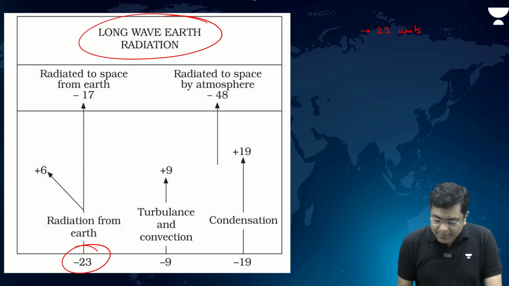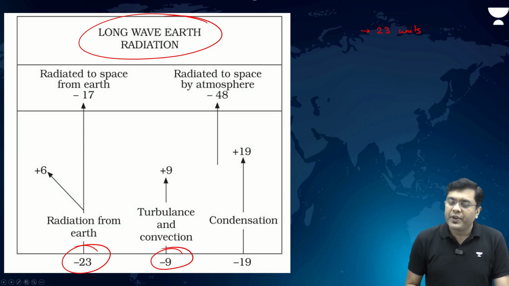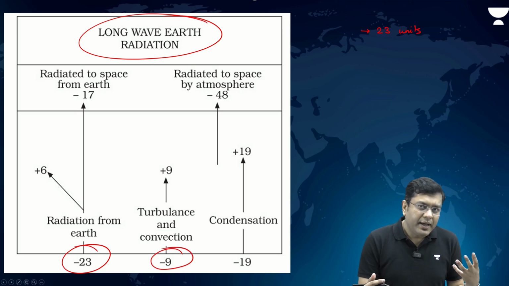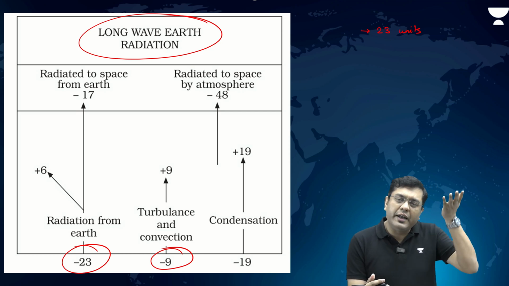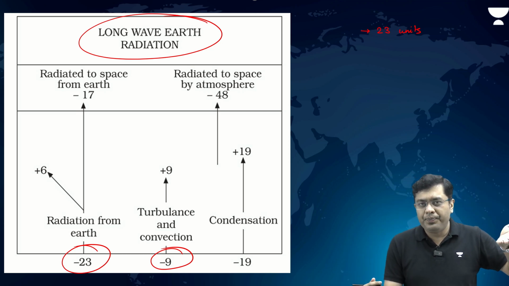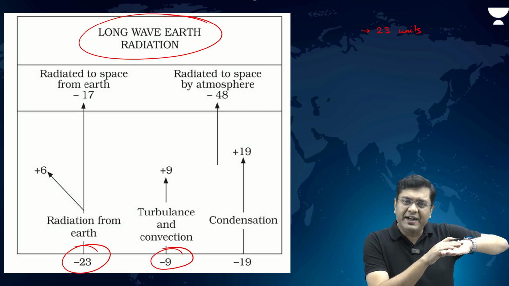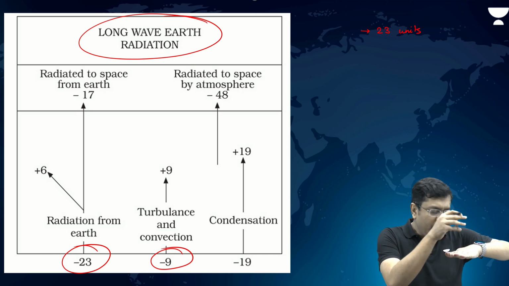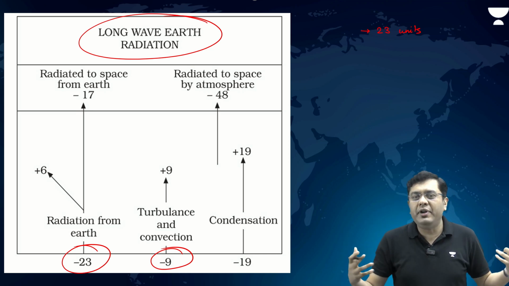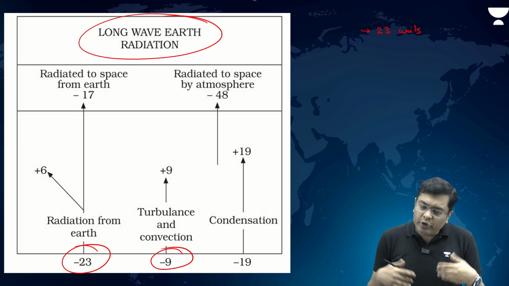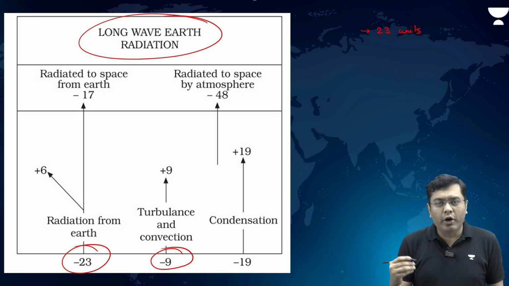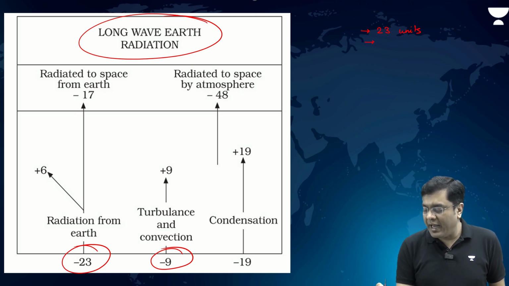Right? Then, convection, that is heating, and thereby leading to the convection current in the atmosphere. So, when the planet surface gets heated up, it will heat the air also, and the air will tend to rise up and will heat the surrounding vicinities. That is also a methodology of losing heat. So, here you will have another 9 units which are lost in that way.